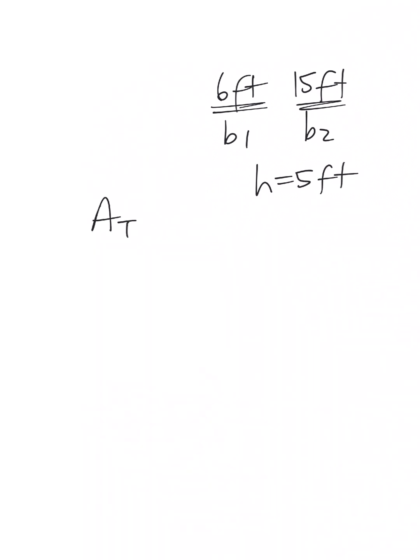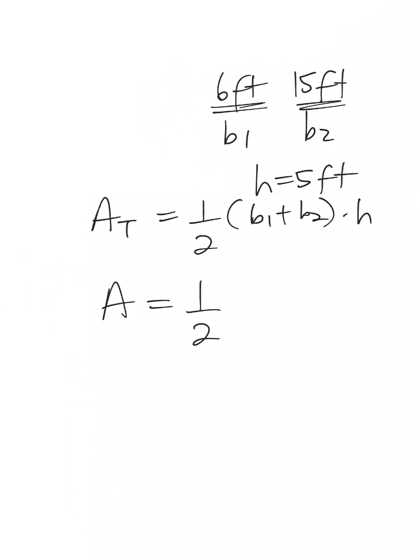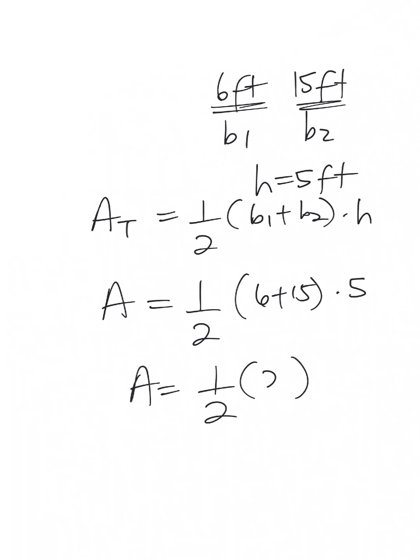So the area of the trapezoid is 1/2 times base 1 plus base 2 times height. The area of a trapezoid would be, in this case, 1/2 and then 6 plus 15 times 5. So the area is 1/2. Remember PEMDAS, so this would be 21 and then times 5. So you can basically allow everything in the numerator to multiply first and then divide your answer by 2. That is fine if you want to do that.